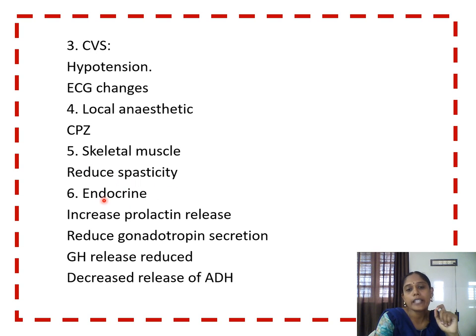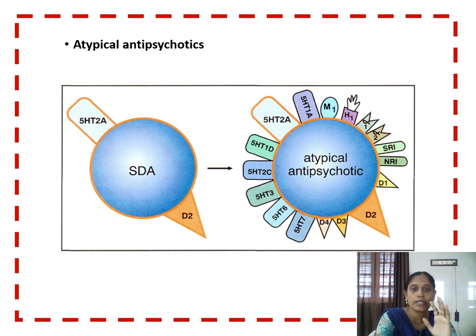So what happens in endocrine, again, we have seen by blocking D2 receptors, it can increase the prolactin levels, it can reduce your gonadotropin secretion, growth hormone secretion is also reduced, and also there is a decreased release of antidiuretic hormone. So these are the pharmacological effects. So now coming to atypical antipsychotics.